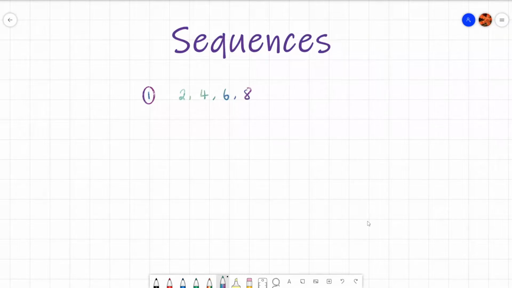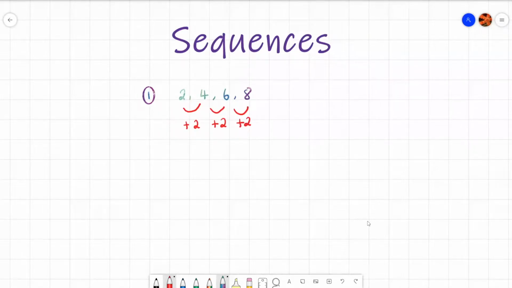Now, a sequence is a pattern. It's a pattern of numbers. Something's happening with this list of numbers, and it follows a pattern so that we can work out the next few terms in this pattern, you could say. So let's have a look. We know that here we are adding 2, adding 2, and adding 2.